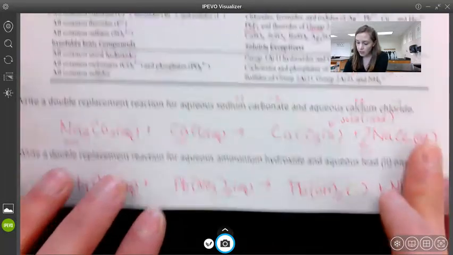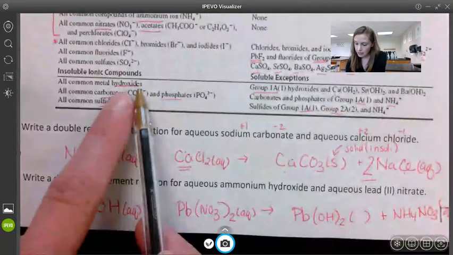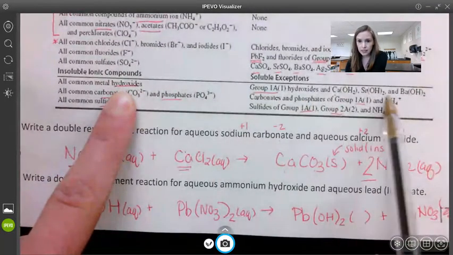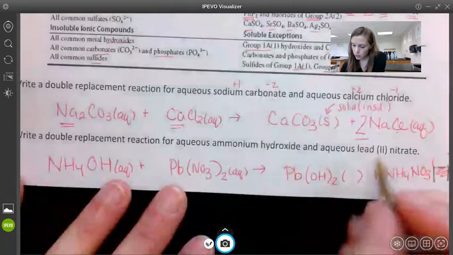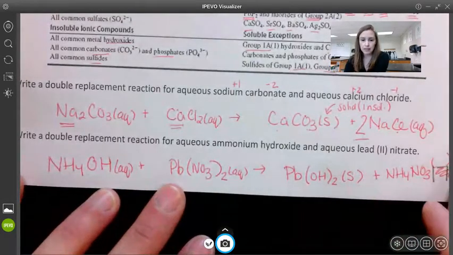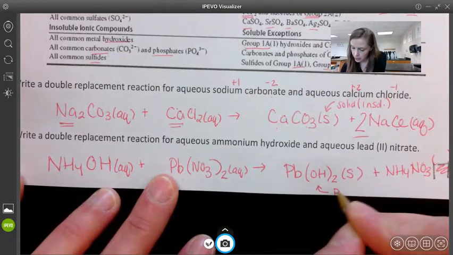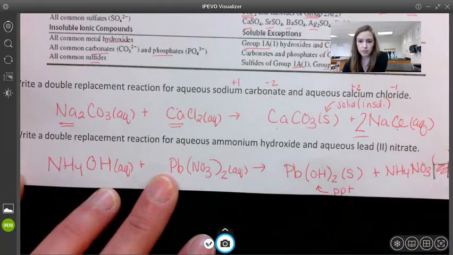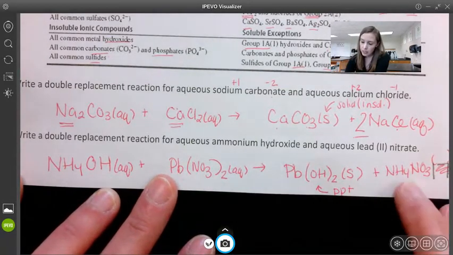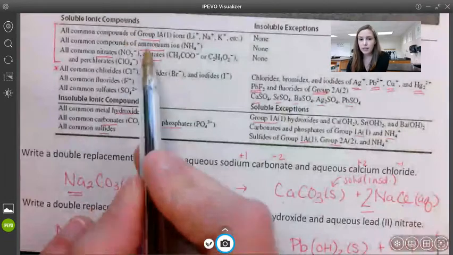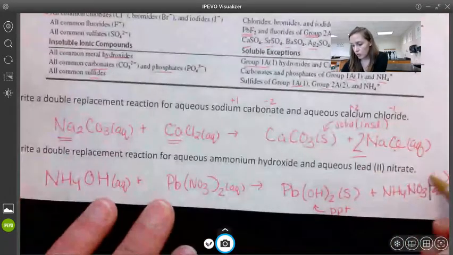All right, if I look up here, hydroxide tends to be insoluble unless it was one of these exceptions. Lead is not, so that is going to be my precipitate or my solid. Okay, you'll sometimes see precipitate as PPT. That's your precipitate. You definitely need to be able to pick that out and know that term. And then over here, nitrate, remember, is always soluble, so this is going to be AQ.